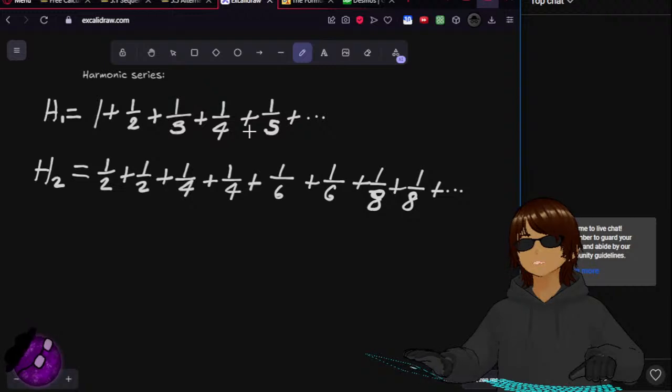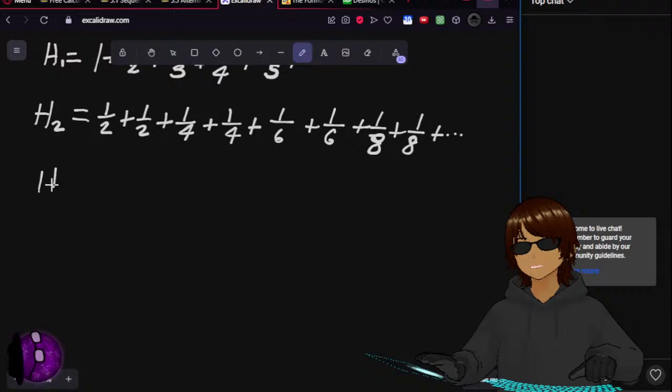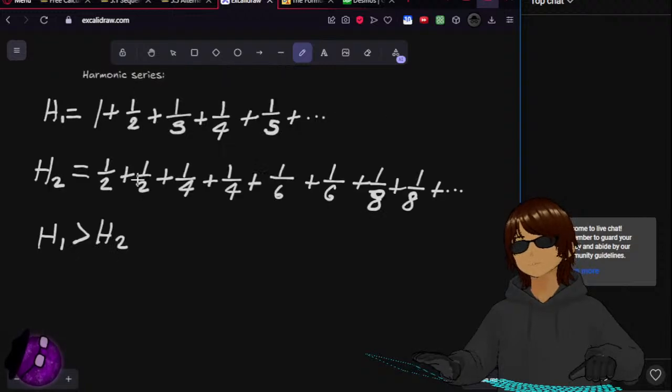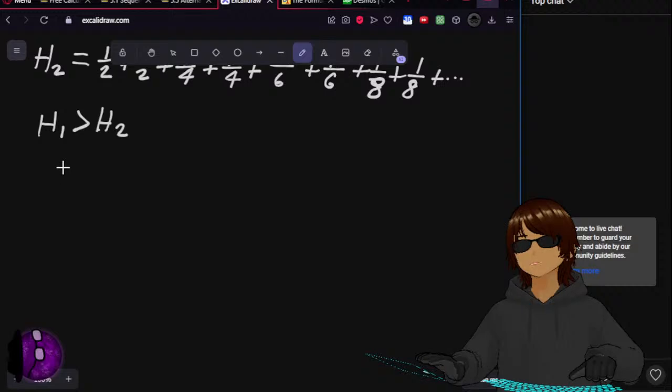And these odd terms, 1 is more than half, 1 over 3 is more than 1 over 4, 1 over 5 is more than 1 over 6. This is the same for all odd terms. Basically, h1 is more than h2. However, if you look closely at h2, we can add all of this and see what we get. h2 is equal to 1.